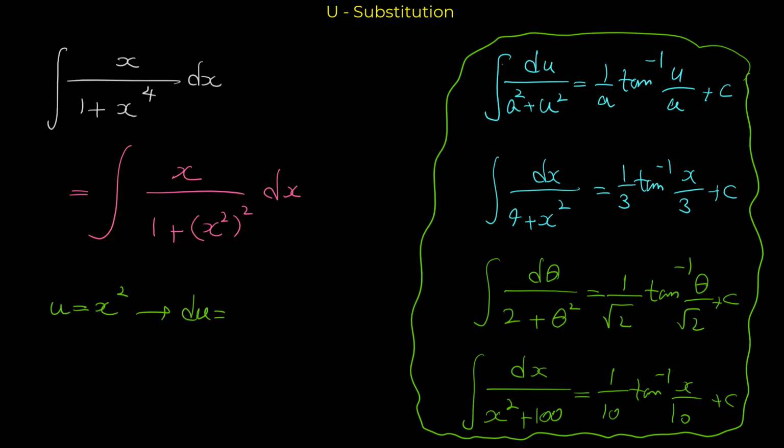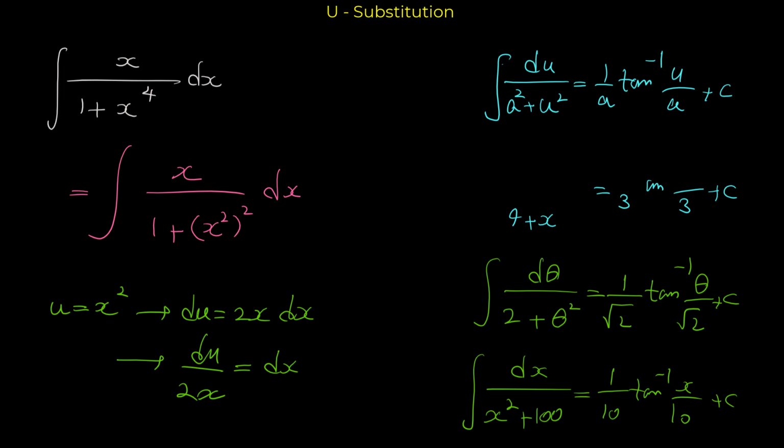And then du is 2x dx. And we solve this for dx. dx would be du over 2x. Now let's do the substitution. I need my space here, so let me erase these examples from here.